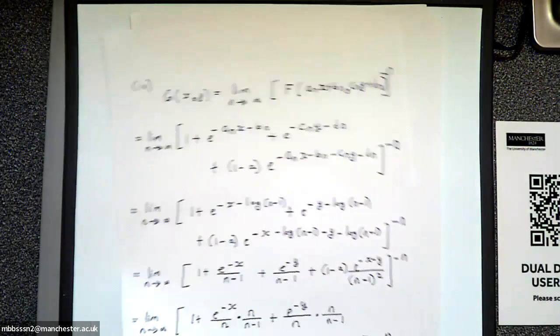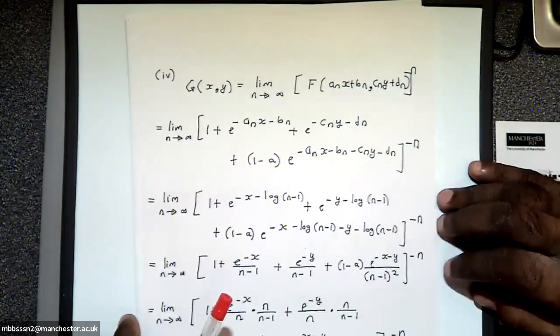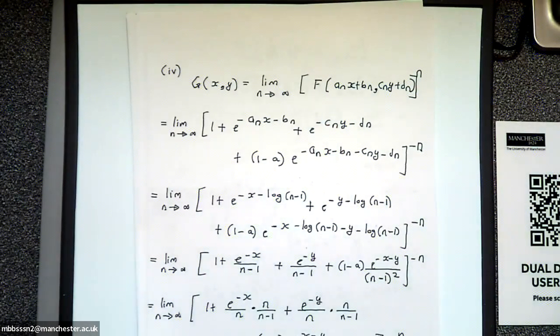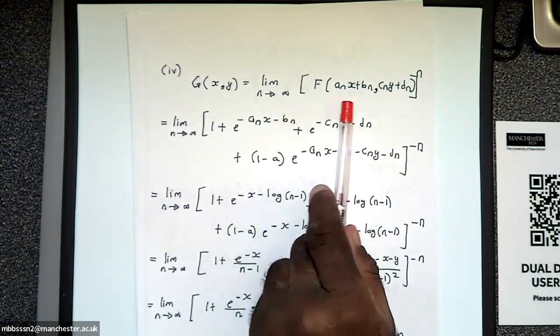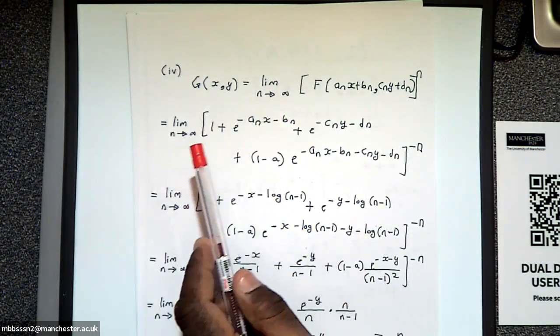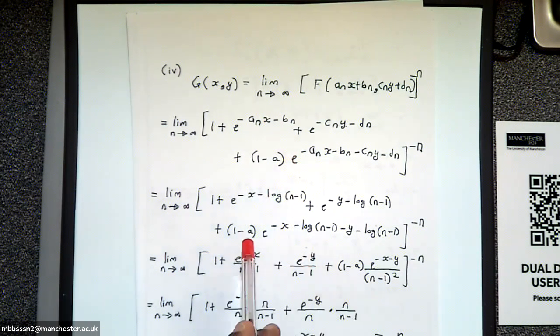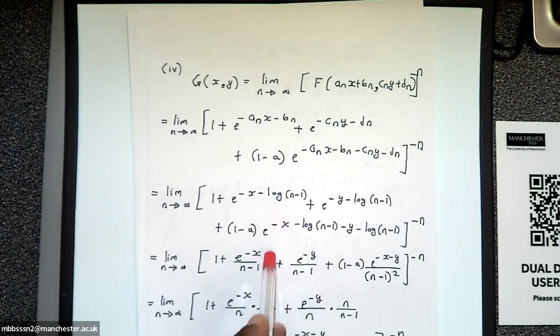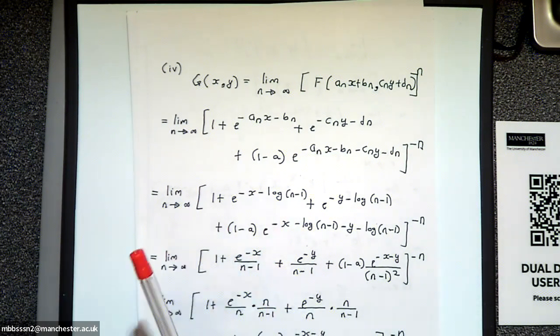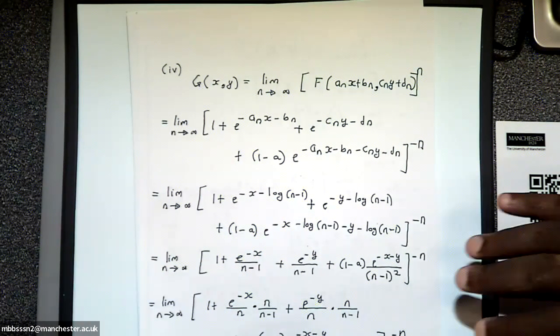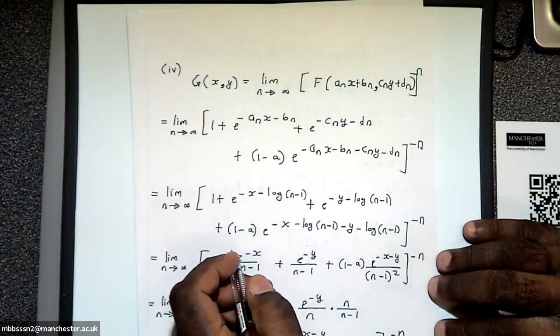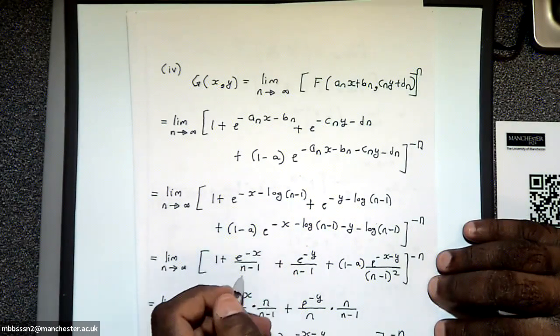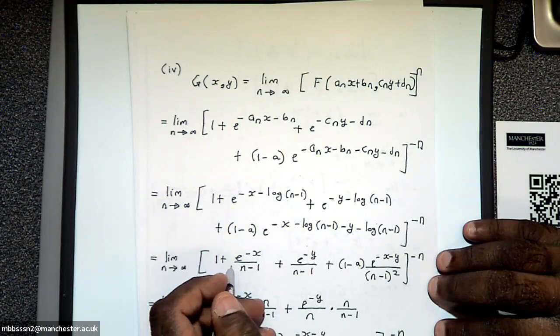Step number 4 is to find the limit. This is usually the most difficult step. Step number 4 is to find the limit of this as n approaches infinity, which turns out to be this. Some people ask me why this goes to this. Let me explain why. Can you see why this is equal to this?